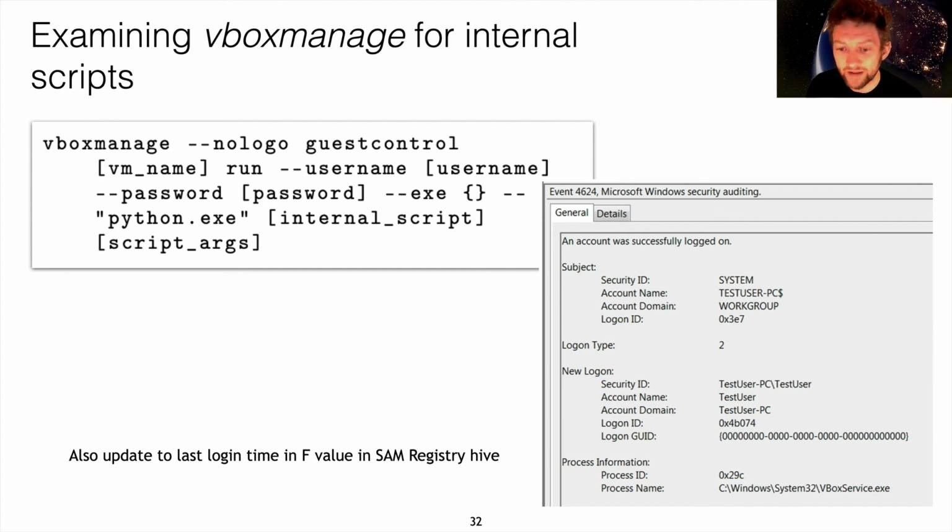Not only will you get event logs from the VBox service as a login, but because you are logging in as the user of the virtual machine, test user in this case, you'll update the last login times in the F value in the SAM registry hive. So again, for very detailed scenarios, this is going to cause problems.